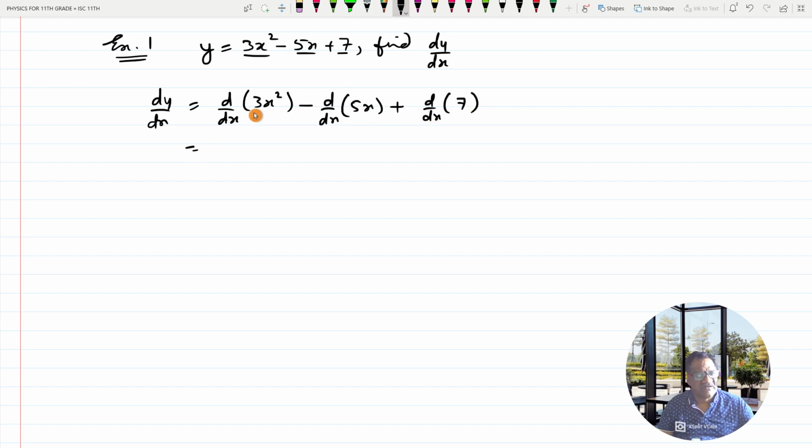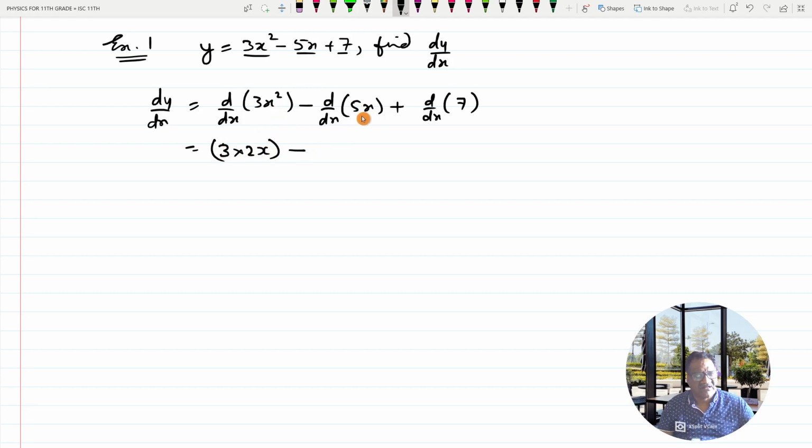This will give me the derivative of 3x square. How much is it? The 3 you have to keep as it is, into the derivative of x square. The 2 will come down and x raised to 2 minus 1, that is 1, so 2x. So this will give the answer for this.